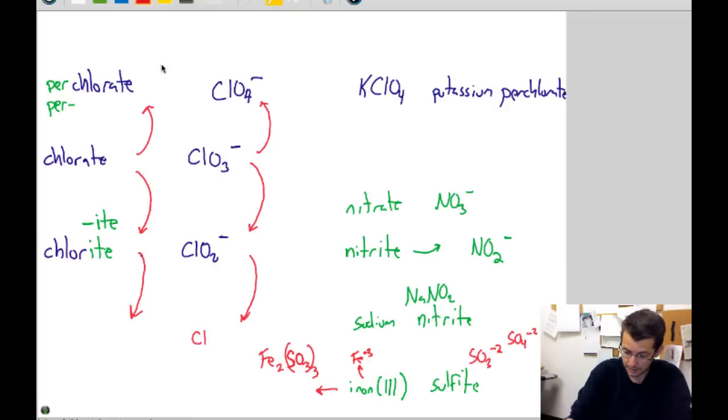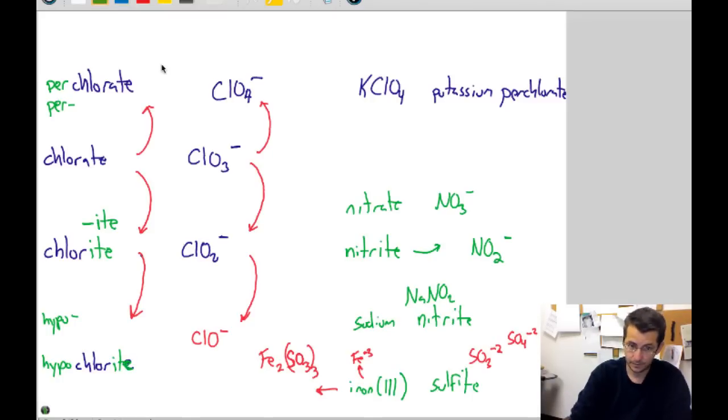And lastly, you can decrease it by another oxygen. ClO2 becomes ClO minus. So we've depleted by a total of 2 oxygens compared to the chlorate. This gets the hypo prefix, and it keeps the ite ending. So this would be hypochlorite. It turns out hypochlorite, the hypochlorite ion, is the active component in bleach.